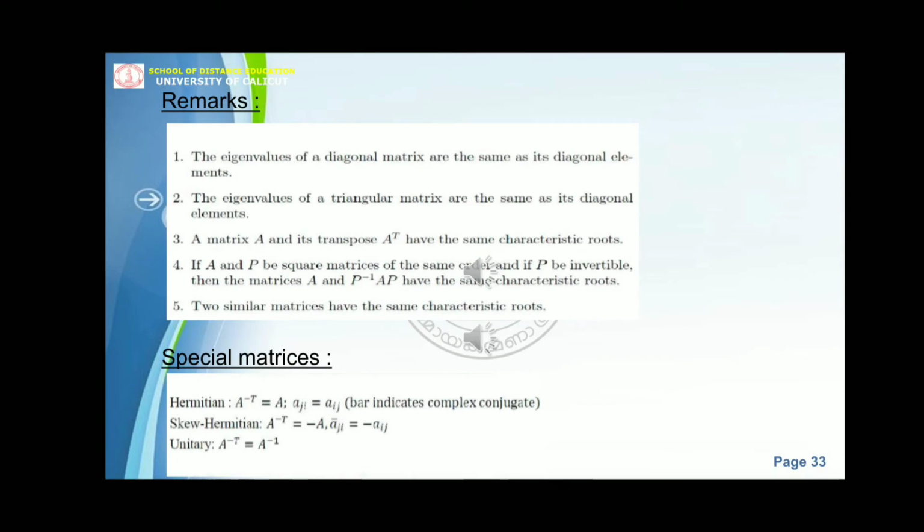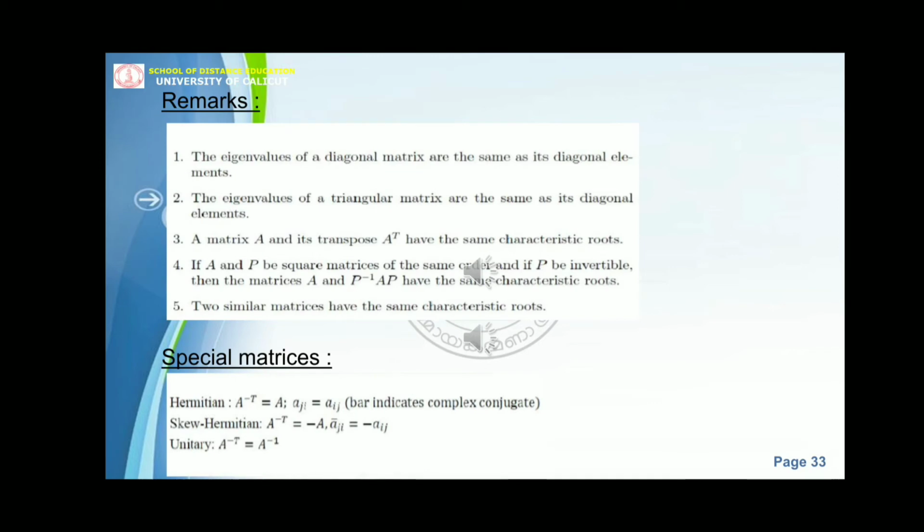Some remarks on eigenvalues and eigenvectors. First, the eigenvalues of a diagonal matrix are the same as its diagonal elements. Second, the eigenvalues of a triangular matrix are also the same as its diagonal elements. Third, a matrix A and its transpose have the same characteristic values.